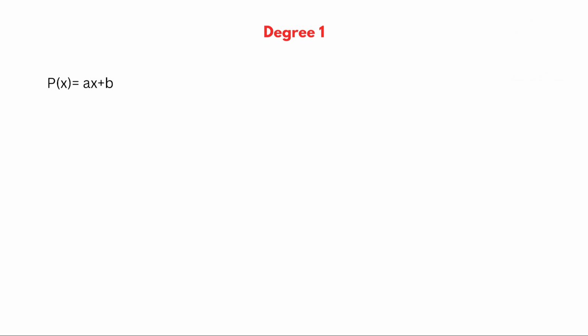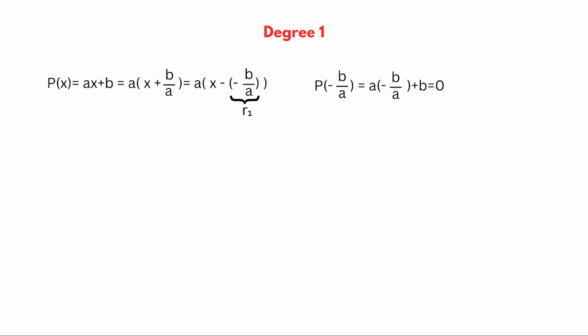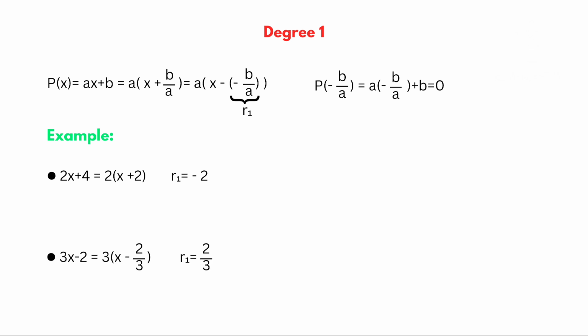Now let's move to degree 1. A first-degree polynomial has the form ax plus b. Factoring out a gives a times (x plus b over a), or a times (x minus negative b over a). So the root is minus b over a. For example, p of x equals 2x plus 4, which factors to 2 times (x plus 2). Hence the root is minus 2. Another example, p of x equals 3x minus 2, which factors to 3 times (x minus 2 over 3), so the root is 2 over 3.